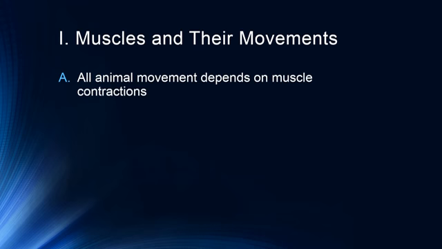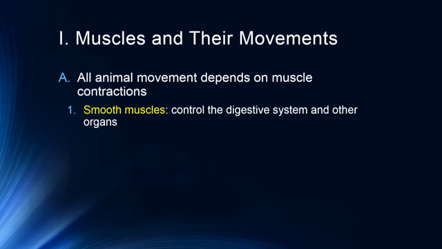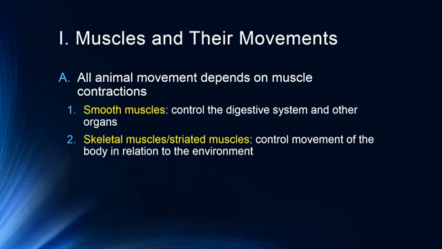All animal movements depend on muscle contractions. In pretty much all animals, we have three different types of muscles. Smooth muscles, which control our digestive system and other organs. We have skeletal muscles, also called striated muscles. These control movement of the body in relation to the environment. So your biceps, triceps, calf muscles, all of these are skeletal or striated muscles.